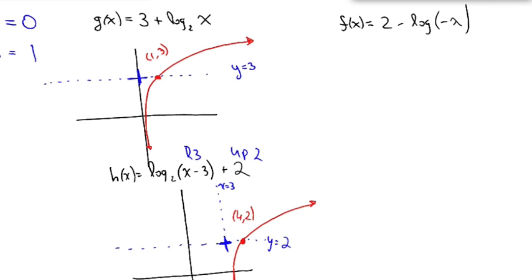Throw a few negatives in there. Now, what does the 2 do? It brings it up 2. That's the easy one. What does this negative do? That would be affecting the x. That would be inside. This is not inside the function. It's outside the function. Flips it. Flips it over what? Now you've got to be careful. There are 2 flips you can make. The y-axis. Flips it over the y-axis.